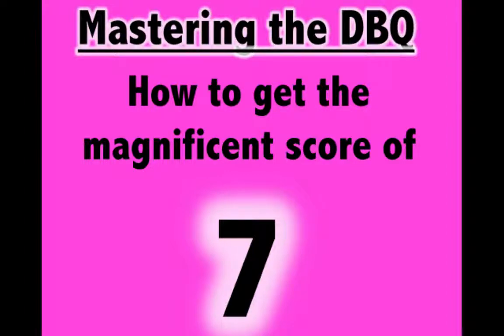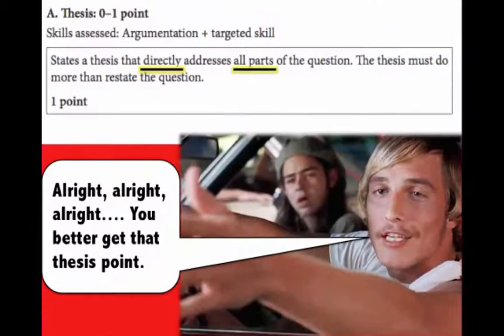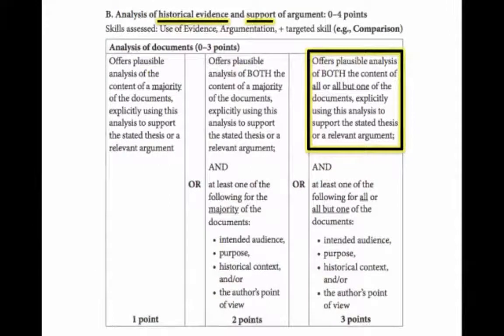And you already know number 1. Number 1's easy. You'll get 1 point if you create a thesis that directly addresses all parts of the question. You do that, you have a solid thesis that's answering that, you're getting a point right there. How else do you get this? What can you prove, huh? Nothing. Where's your evidence, huh?